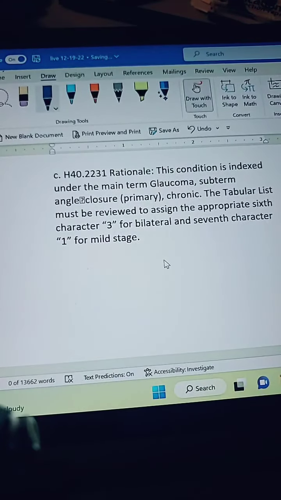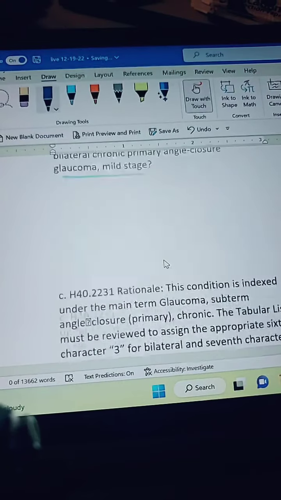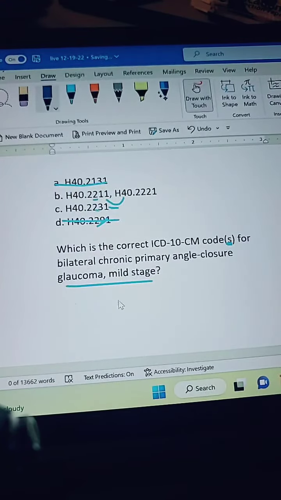And this one is C. We only have the 1 diagnosis code for the glaucoma mild stage. Only 1. We don't need the 2.